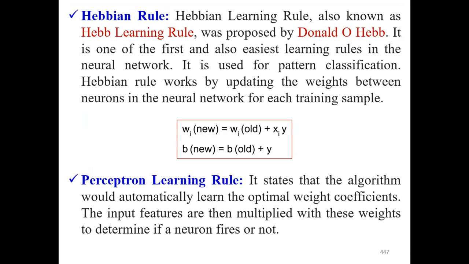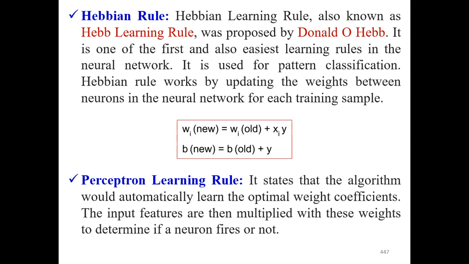Hebbian learning rule. Hebbian is proposed by Donald O. Hebb. It is one of the first and also easiest learning rules. Learning rules is nothing but, see, if I am explaining how to find the area of a circle, once I am telling, then you are calculating by giving X and Y values. Same way, you are learning one example and solving many applications. Same rule we are following in artificial neural networks. And it is used for pattern classification.